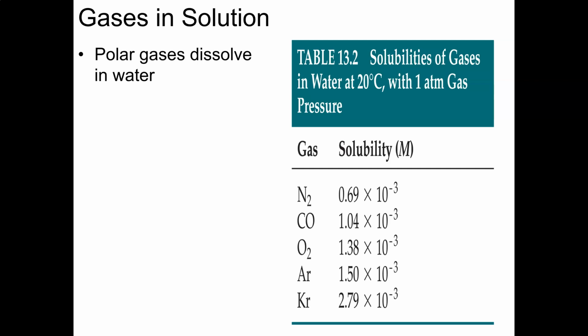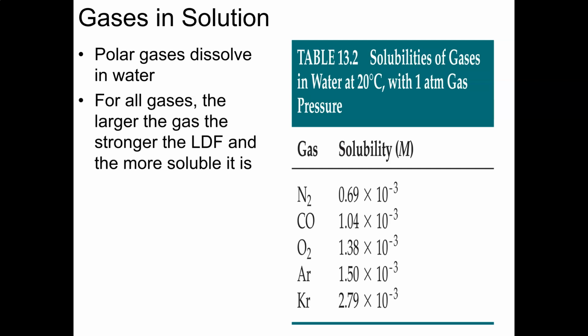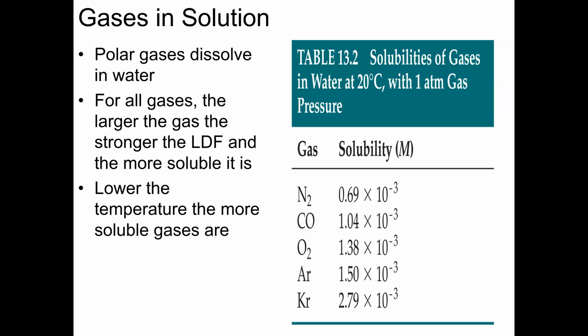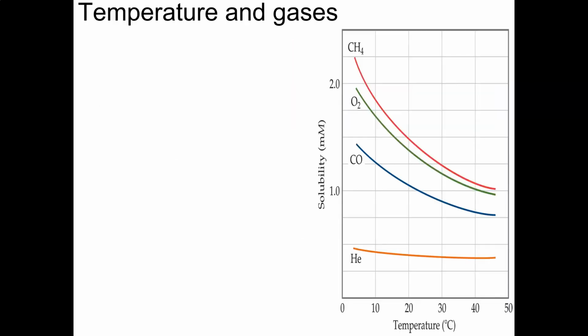The other thing is going to be temperature. Low temperatures means more gases. So this is why you put your soda in the freezer instead of in the oven, because cold soda gives you more carbonation than warm soda does. All right, temperature and gases. You can see what's going on for solubility. CH4, as you increase the temperature, temperature's on this scale, right? So as you increase the temperature, you can see how you get less and less methane in there. You can see the same thing for oxygen. So increased temperature means less gas dissolved in liquid.